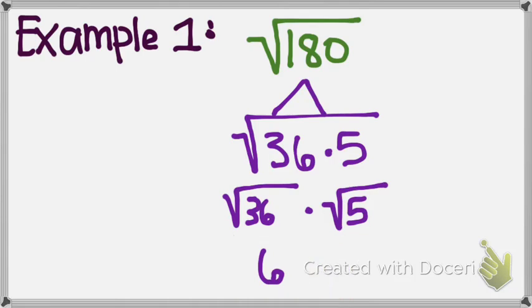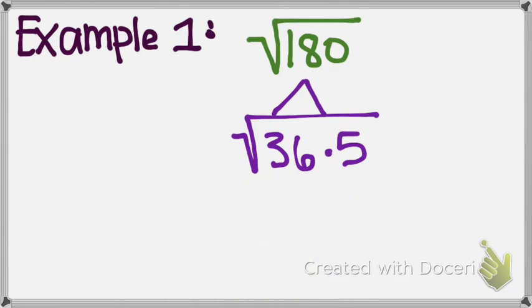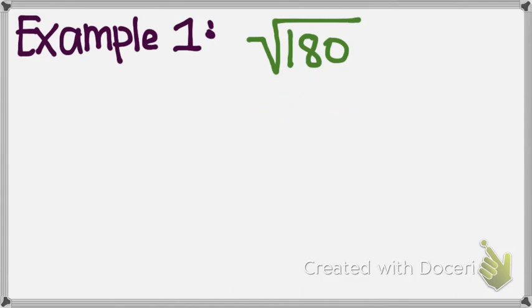Let's go back, though, to the beginning. I chose to use the numbers 36 and 5 as the factors of 180, but what if you didn't know just off the top of your head that 36 times 5 would give you 180? Let's start off smaller. Let's just use a smaller perfect square, like 4. Four times 45 is going to give us 180.